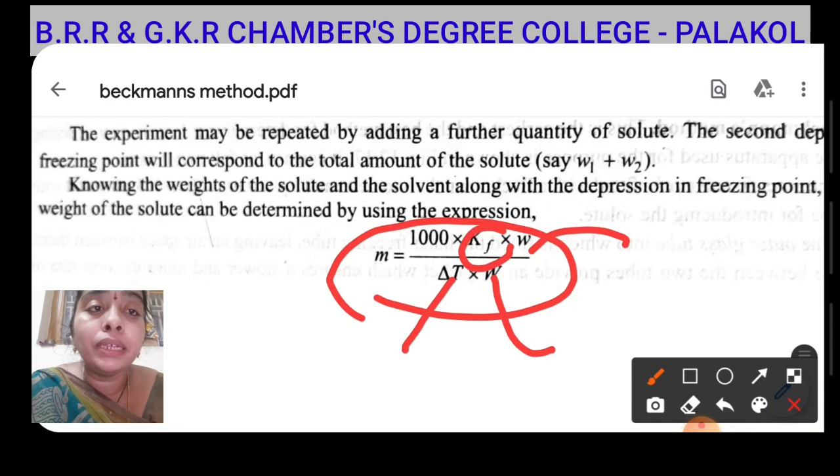The depression in freezing point is given by the experimental method using Beckmann's method. Note the freezing point readings, that is the freezing point of the pure solvent and the freezing point of the solution, T0 and T1. The difference between the two freezing points is called the depression in freezing point, delta T. So with all the values known, we can calculate the molecular weight of the non-volatile solute by using Beckmann's method of depression in freezing point.